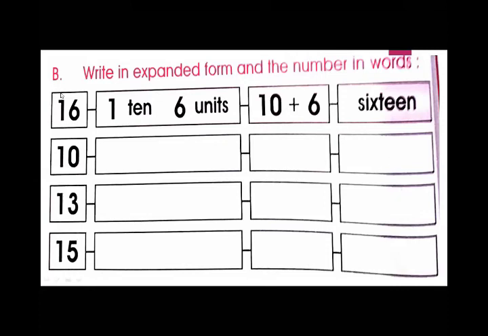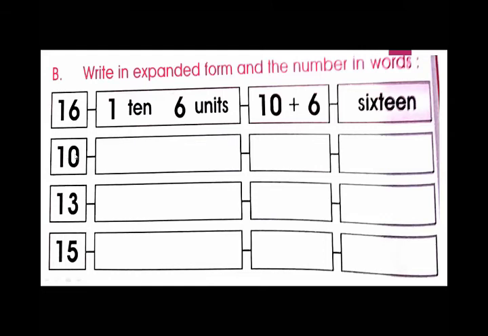For example, in 16, how many tens? 1 ten. And how many units? 6 units. 1 ten means 10. We put the plus sign and then how many units? 6 units. So it makes the number 16. The spelling of 16 is SIXTEEN.